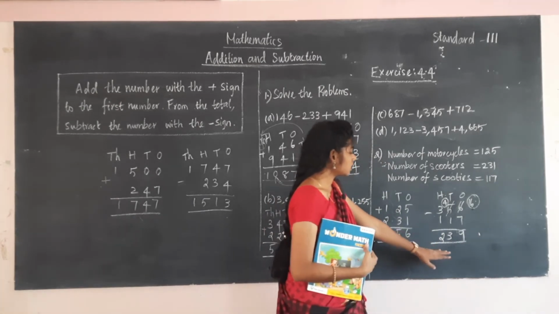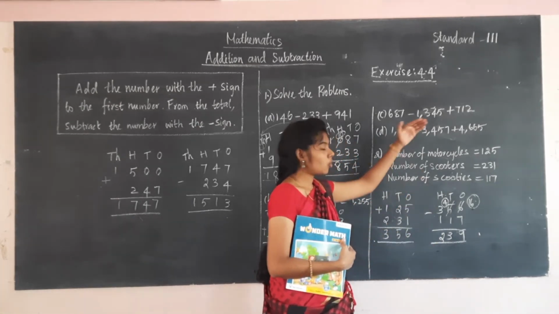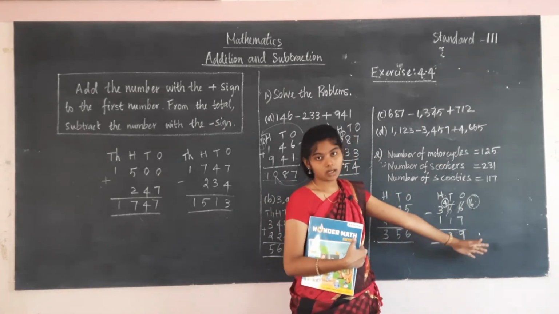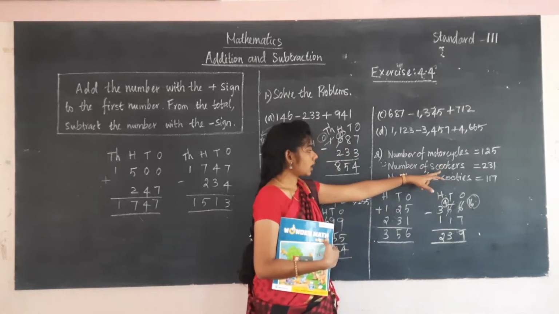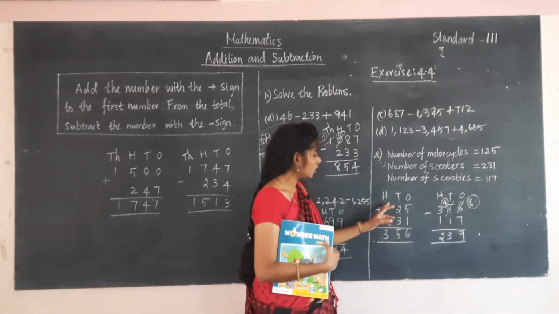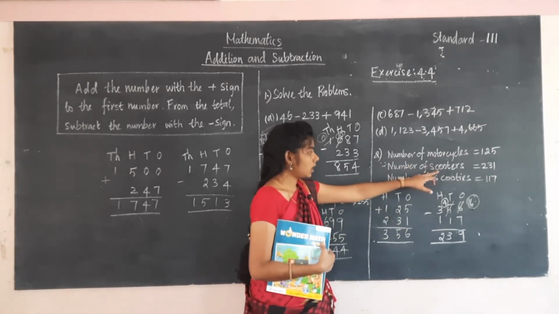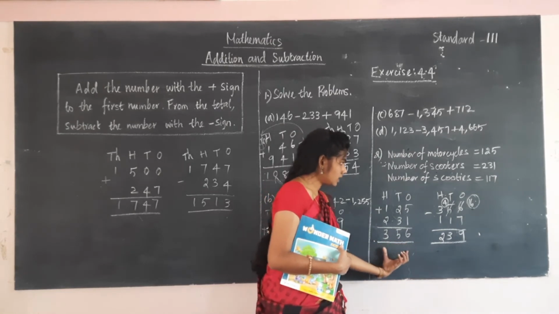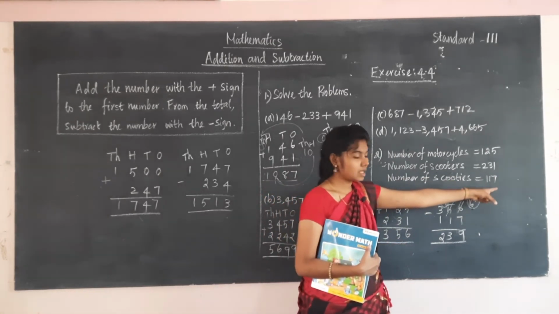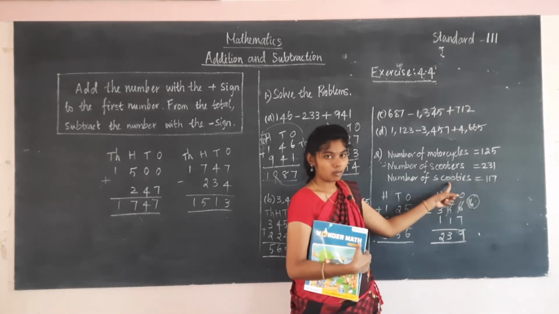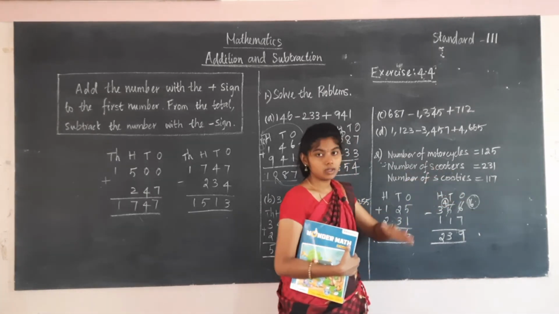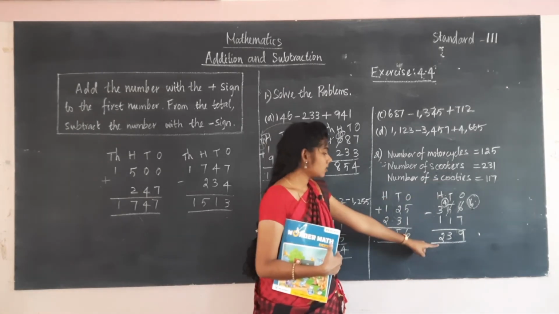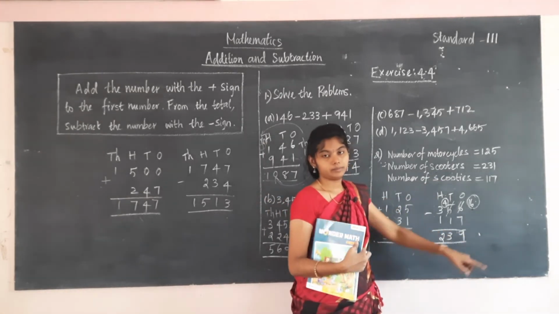So this is the answer to how many more they have sold than the scooties. We found the total number of motorcycles and scooters, these two together, which is 356. From this we subtract 117, the scooties number. When we subtract, we get how many more they have sold than the scooties. So the answer is 239.